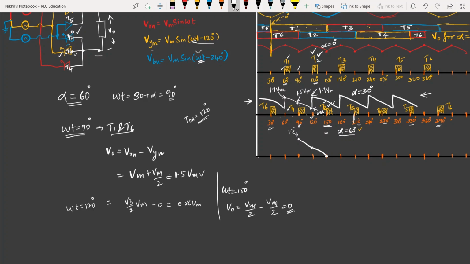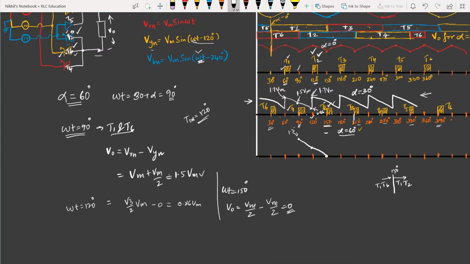But at 150, T2 has been triggered, and who will be conducting at the instant after 150 degrees? If you say this line is 150 degrees, just before 150 degrees T1 and T6 will be conducting, and at 150 degrees T2 has been triggered. So after this T1 and T2 will take over the conduction, because in the negative group, T6 has already completed its 120 degrees conduction by 150 degrees. So the next hero is T2. T6 will transfer all its current to T2, and T1 still did not complete its term. So T1 and T2 will be conducting after 150 degrees.